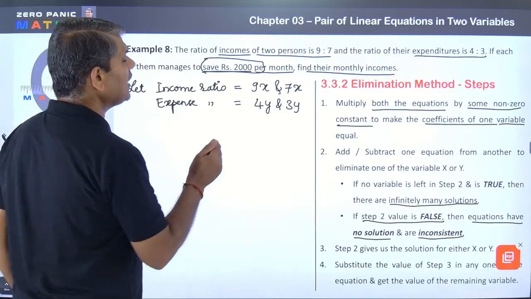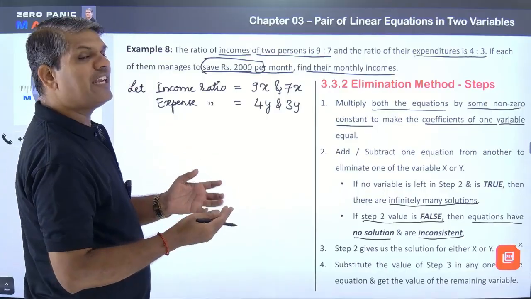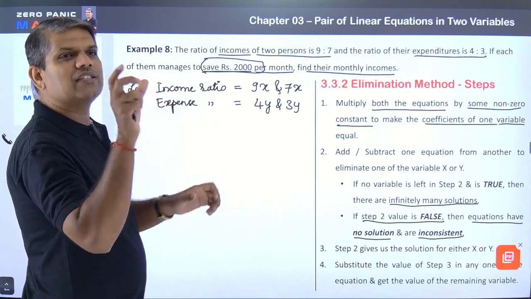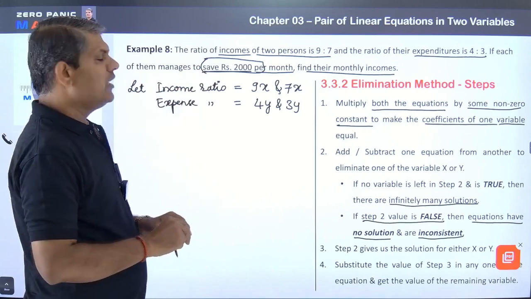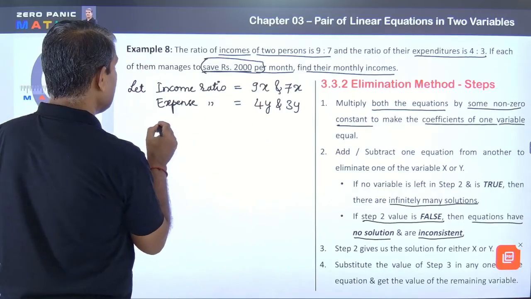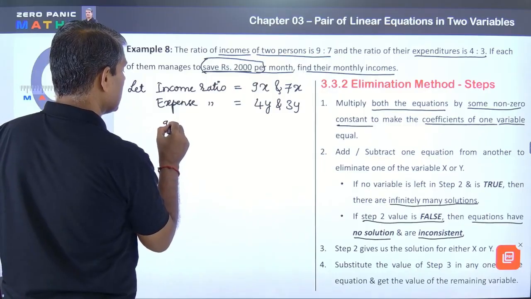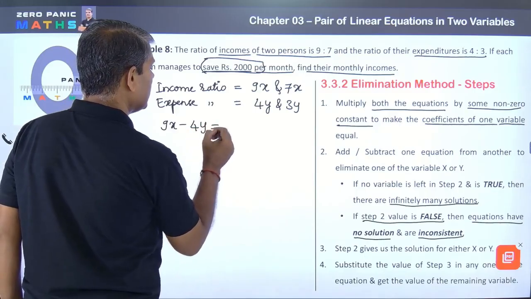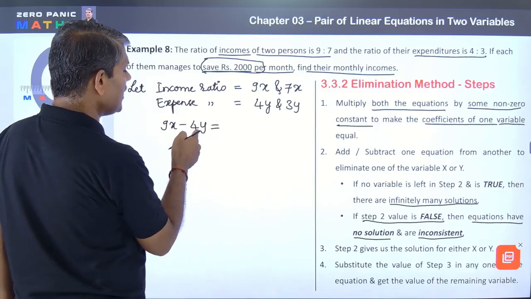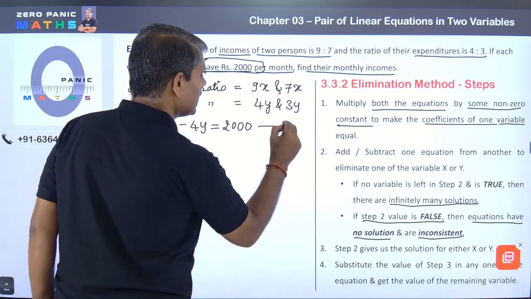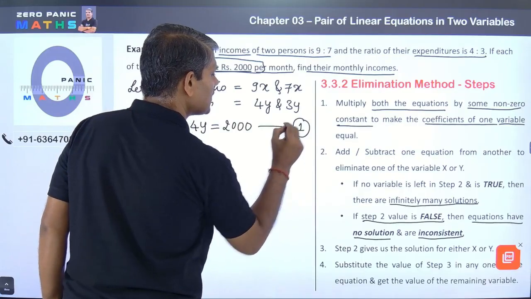It means that when you say there is a saving, it is income minus expense, and something is left. Okay, so income minus expense. I will say 9x is the first person. 9x minus 4y, that is income of the first person minus expense of the first person, is 2000, right? Assume this as equation 1.